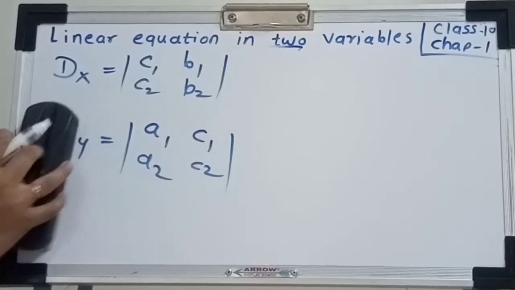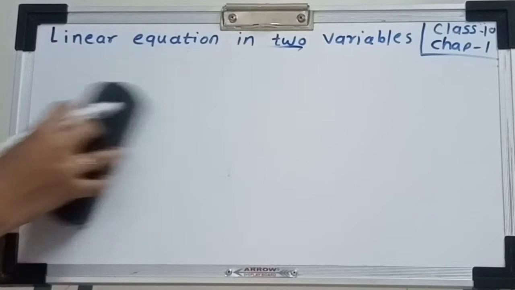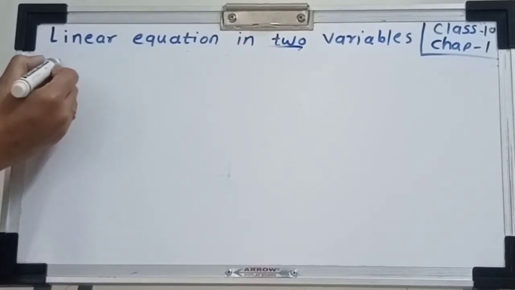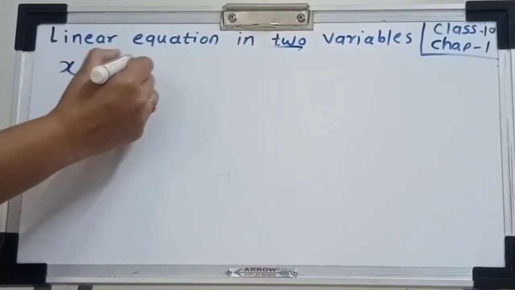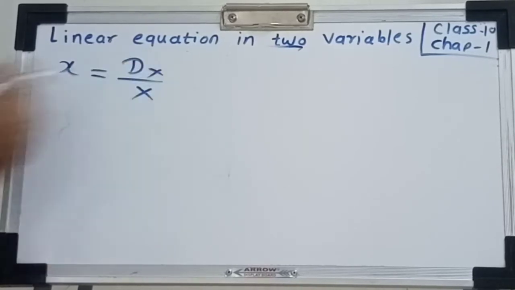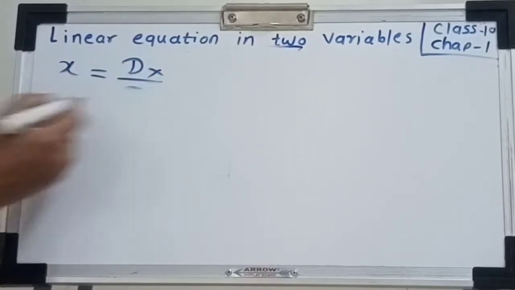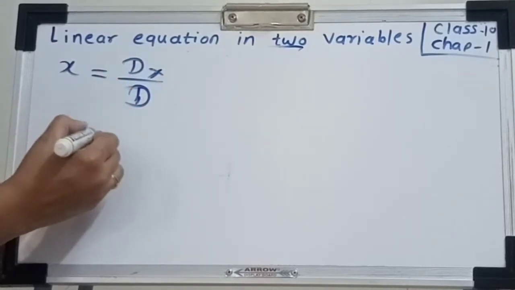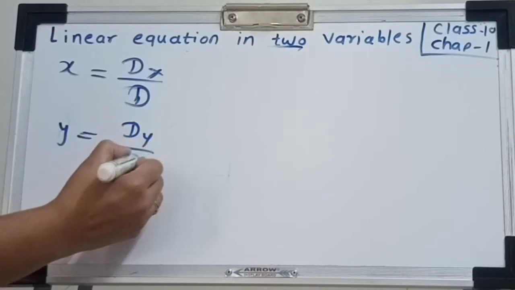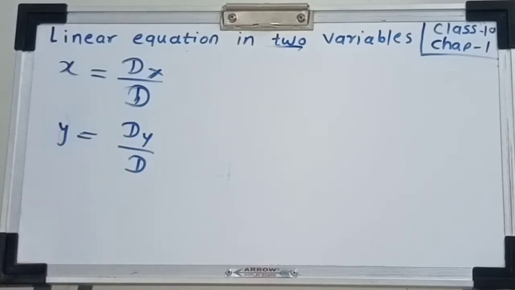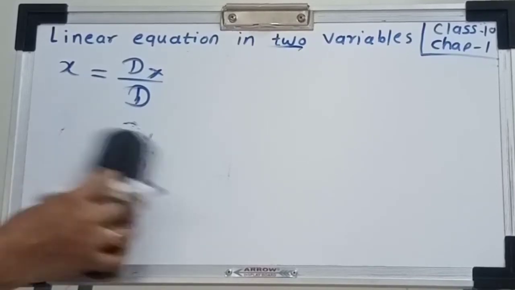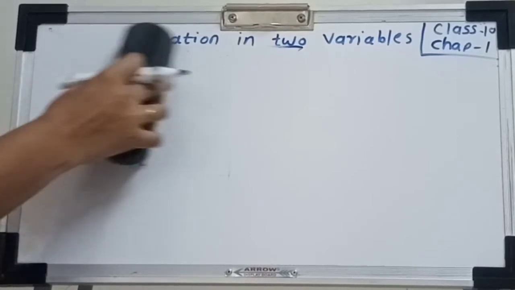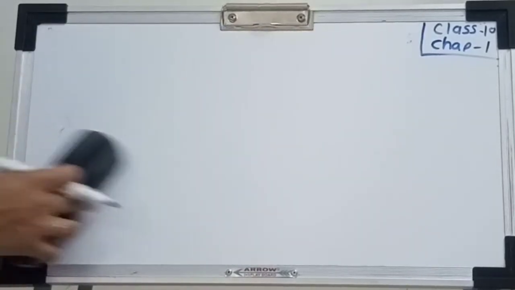Now we write the formula for x. How to find x? x is equal to Dx upon D. The value of Dx divided by the value of determinant D gives x. For y we find Dy, then find D, and y is equal to Dy upon D. Let us understand this with an example. Very easy part.